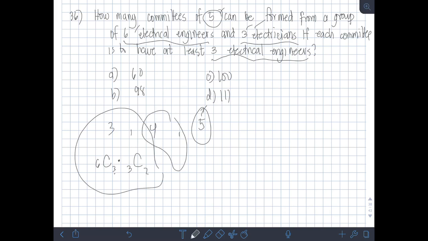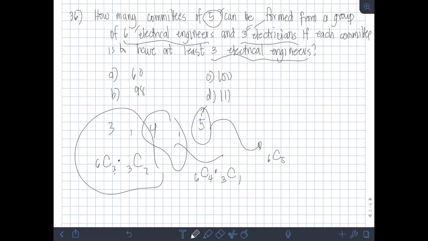Kapag at least 4 naman, so, meron tayong for electrical ulit 6C4, kasi gusto natin 4 ang kukunin. Doon naman sa electricians, ilan na lang yung pipiliin mo? Isa na lang para total of 5. Tapos 3 pa rin yung pagpipilian ng electrician. So, 3C1. So, ito yung second possible combination. And then kapag puro electrical engineers, so, ang combination natin dyan ay 6C5.